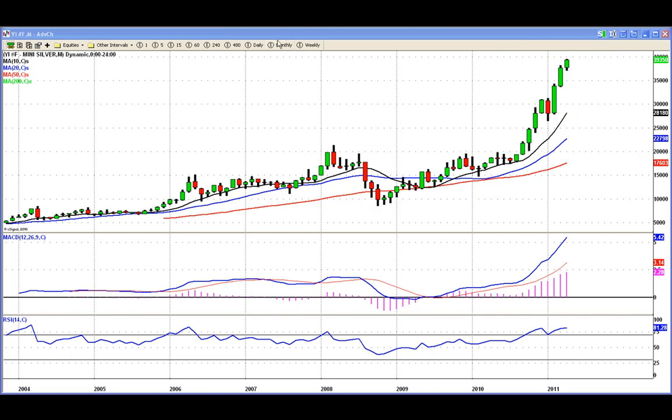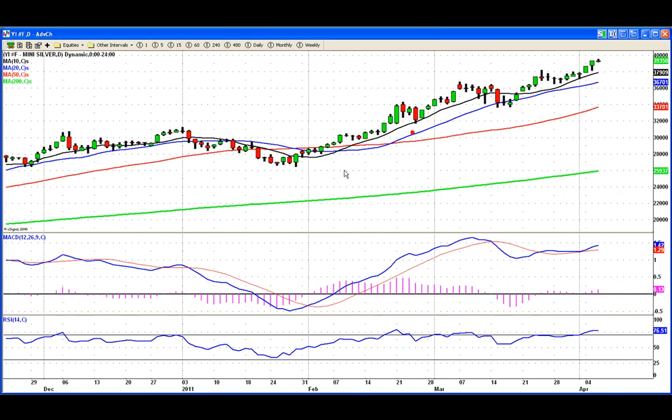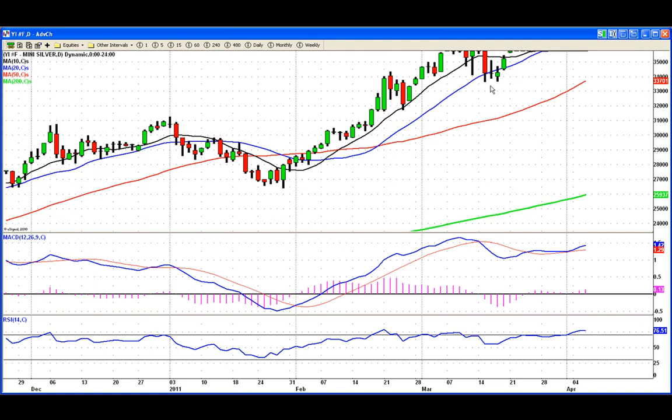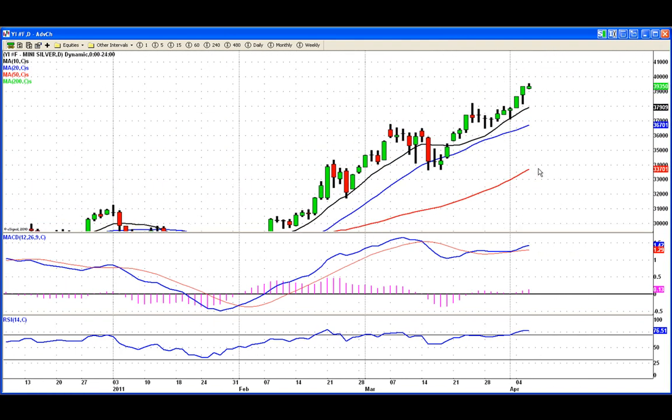Now, having a look at the daily chart, let me show you exactly what I was looking at last week. If you want to know exactly why I didn't take the trade, please load up the video on buying silver. It was last week's video, and I'll give you all the reasons that I could see for taking the trade and all the reasons for not taking the trade.